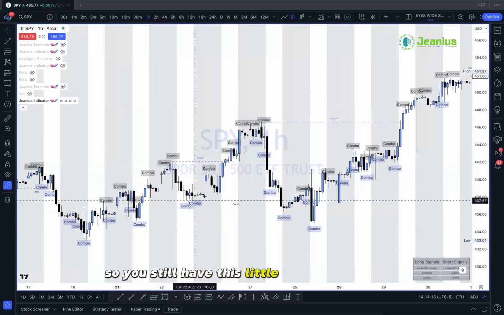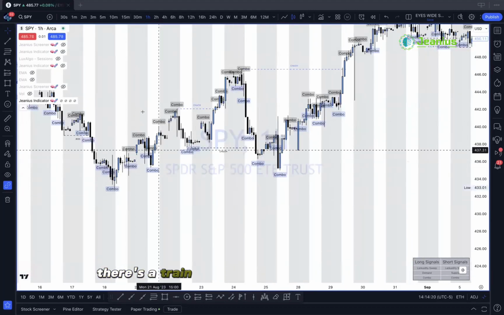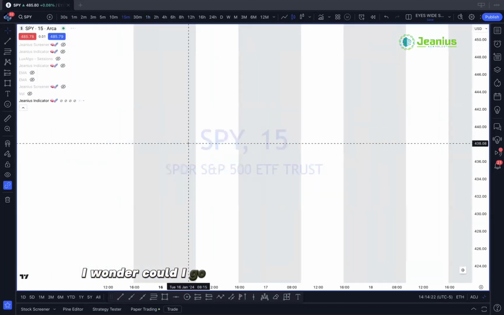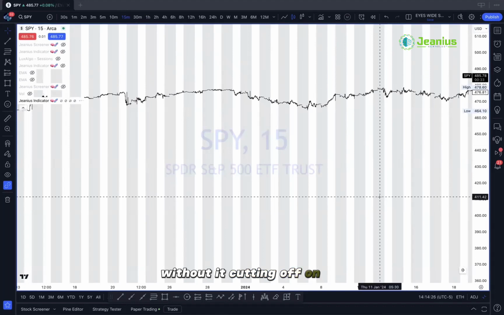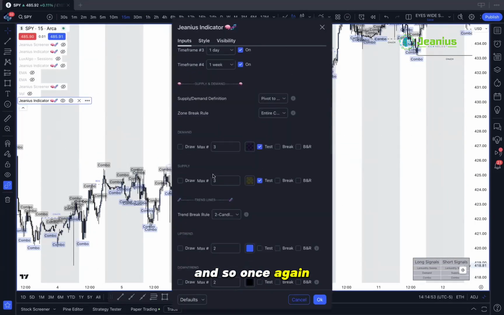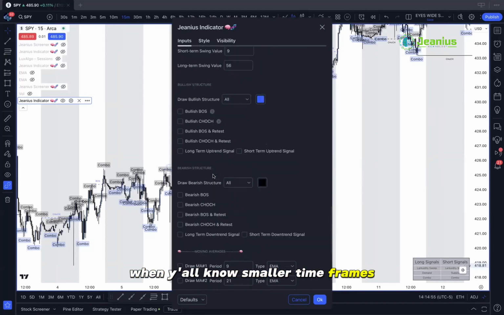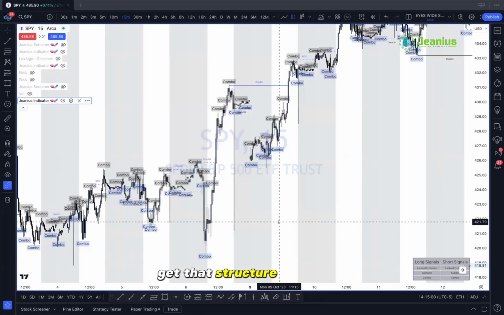So you still have this little trend here formed. I'm pretty sure if I go down to a 15 minute, there's a trend change somewhere down in here. I wonder, could I go down to the 15 minute without it cutting off on me? So the 15 minute looks even more interesting. And so once again, like I said, when you're on those smaller time frames, that's when it's the most important to get that structure alignment.